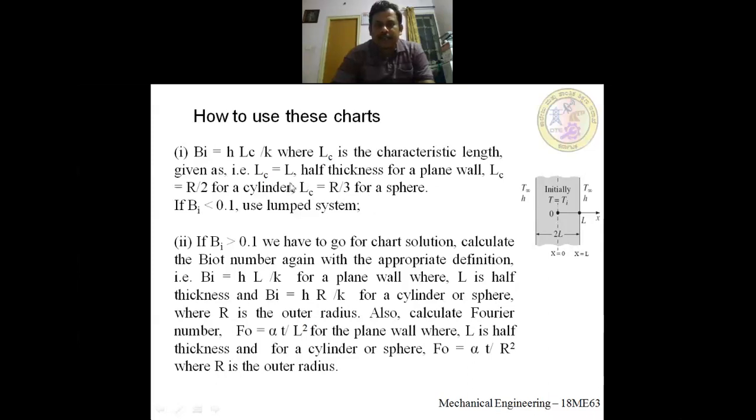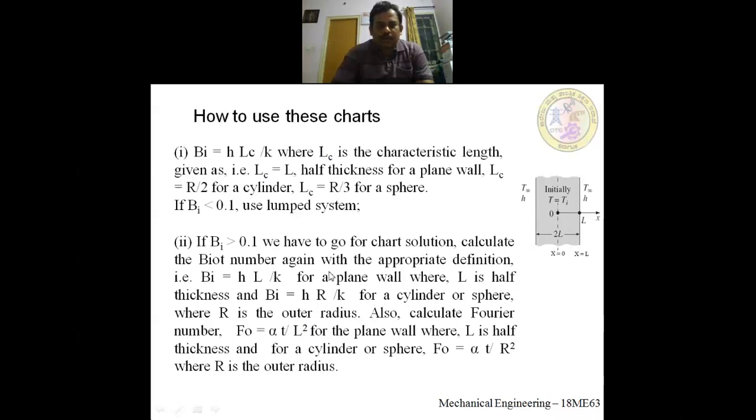And for cylinder and sphere, you know the characteristic length: R by 2 for a cylinder, R by 3 for a sphere. In this way you are going to calculate the Biot number, and it will be compared with 0.1. If it is less than 0.1, we are going to use lumped parameter analysis. Otherwise, if the Biot number is greater than 0.1, we have to go for the chart solution.